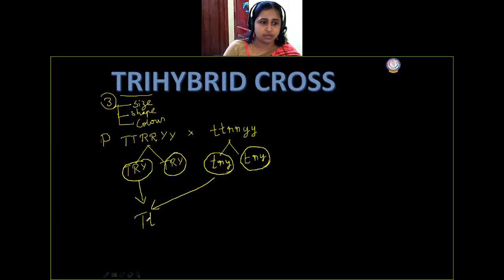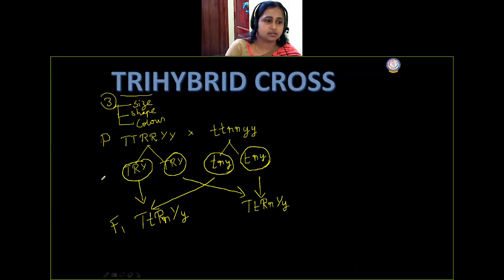Capital T, capital R, small r. See, I'm writing in a pair with the same letter. Alleles with the same letter, they pair up and they express their characters. Small r and then capital Y, small y. So, this is one. The same way you will get here. Capital T, capital R, small r, capital Y, small y. Now this is F1 generation and this one is a gamete. Both together, gametes you can say.